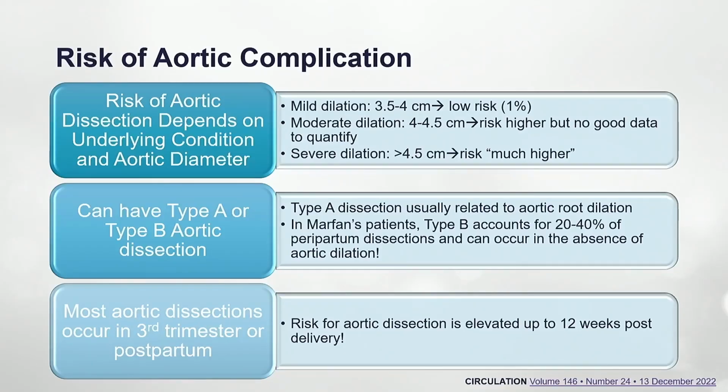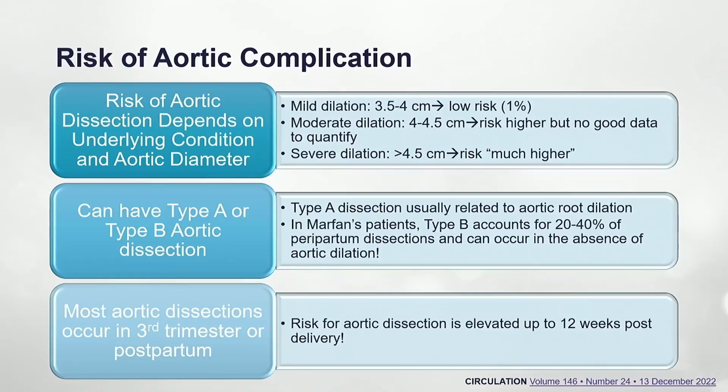And so they define mild dilation as 3.5 to 4 centimeters. And during pregnancy, that gives you a pretty low risk, 1% or less, of aortic complications. But then you see under the moderate and severe dilation, so between 4 and 4.5, there's a higher risk, but we don't have great data to give a number. It's just higher. We don't know what it is. And for severe dilation, similarly, greater than 4.5 centimeters, the risk is just much higher. But how much higher? I don't know. We don't know. So we just get very nervous about it.